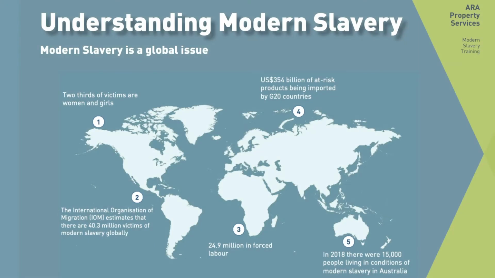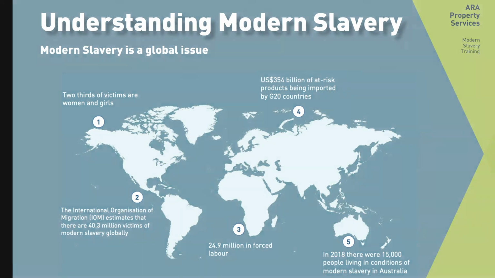Understanding modern slavery. Modern slavery is a global issue based on the following statistics. 2/3 of victims are women and girls. The International Organization of Migration estimates that there are 40.3 million victims of modern slavery globally, 24.9 million in forced labor, US $354 billion of at-risk products being imported by G20 countries. In 2018, there were 15,000 people living in conditions of modern slavery in Australia.